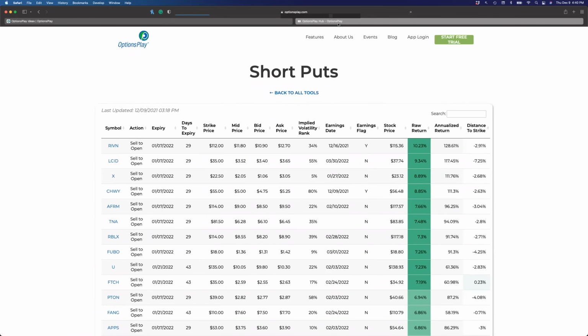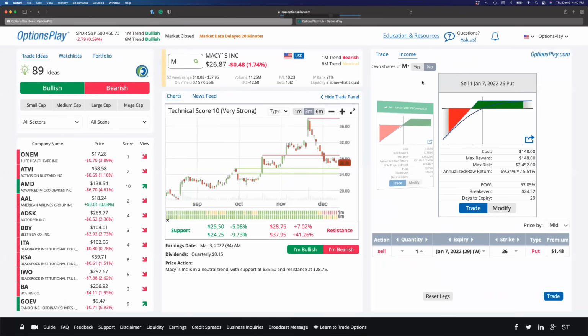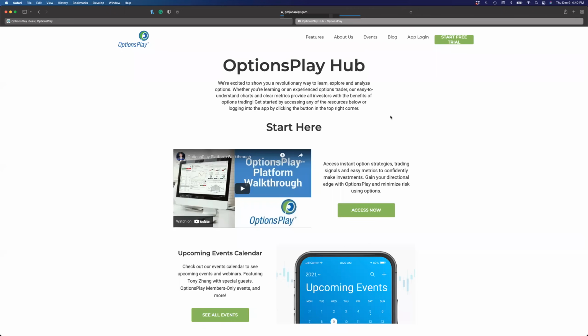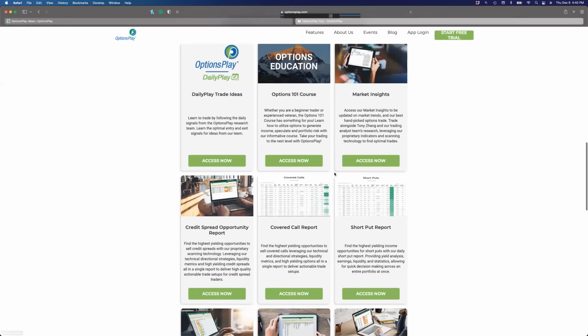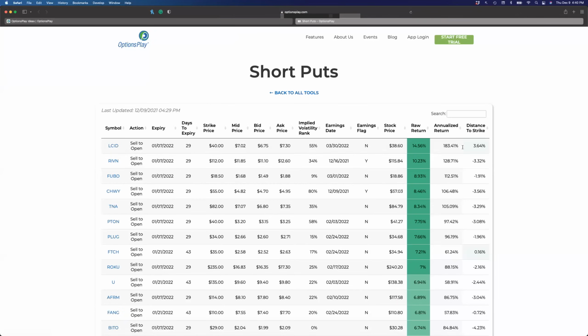This is a report that you can find in the OptionsPlay Hub. You can find this at optionsplay.com/hub or within your OptionsPlay platform. If you click on the education and resources link on the upper right-hand corner, it's going to take you to the OptionsPlay Hub. And when you scroll down to the short put report, this is where you can find the best opportunities to capture the most yield and get the highest discount factor on your stock purchase. So when you click on the short put report, the report is sorted already for you based on the raw return of the underlying stock. So this is the discount factor that we're referring to.